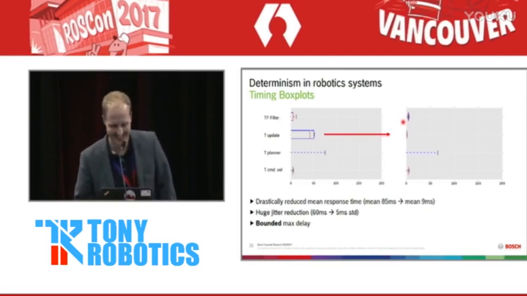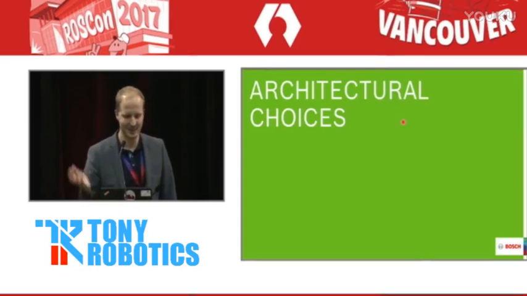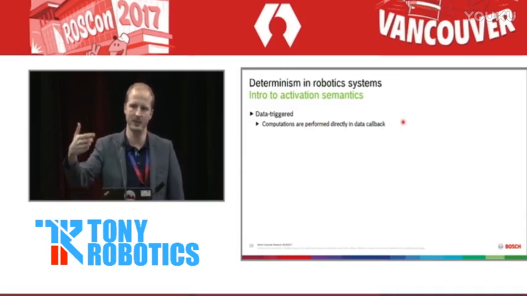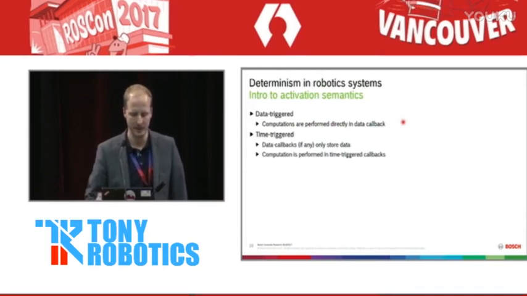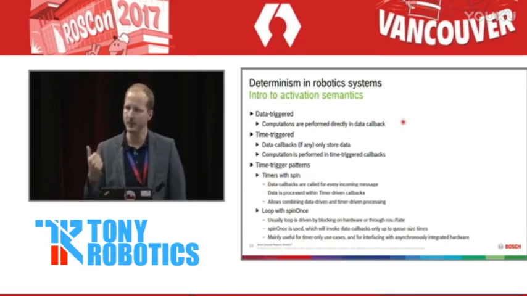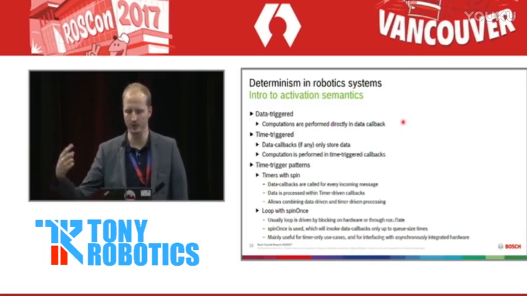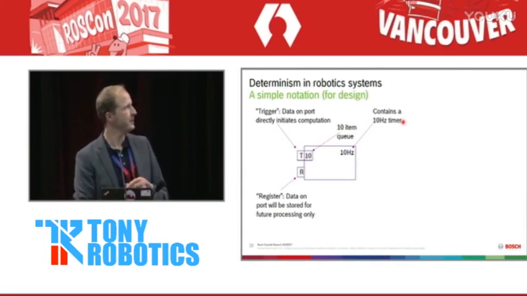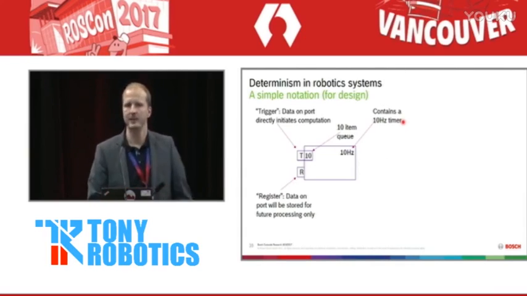Okay. Right, so architectural choices. When the computation is directly caused within the callback, we call that data trigger. When the actual computation is triggered by a timer, we call it time trigger. For time triggering, what we see in ROS is two different patterns. One is you have a ROS timer, and the other is that you have a timer loop where you call spin once.